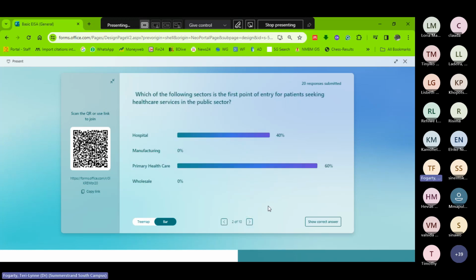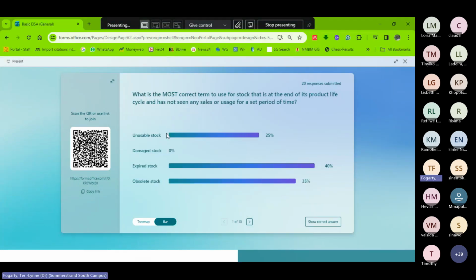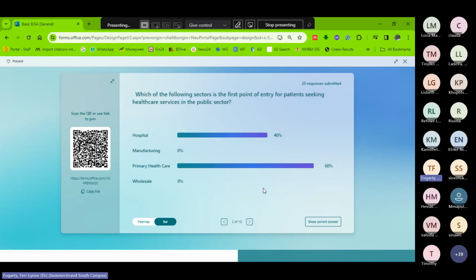Okay, in this question, which of the following sectors is the first point of entry for patients seeking health services in the public sector? So this is about health systems and the structure of health systems. As far as the structure of health systems and a health system working in an ideal way, the first point of contact is primary health care. This is a straightforward knowledge question, as is the first question. This is also straightforward knowledge.